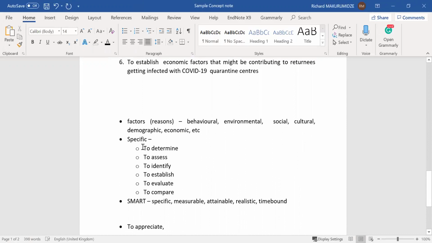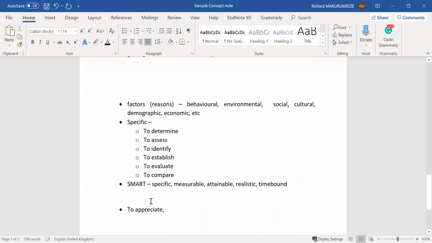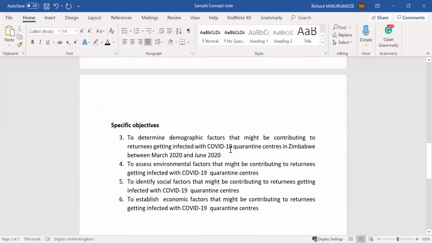Then, in terms of how to start your objectives, these are examples, but make sure they are SMART: specific, measurable, attainable, realistic, and time bound. Don't use words like "to appreciate", because they are not measurable. You can't measure appreciation, you need things which are measurable. You can also make your objectives specific or time bound by specifying the time, the place, and the person.